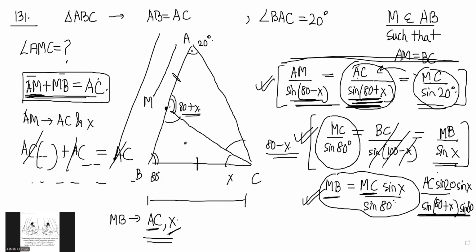And you have a trigonometric equation with just one variable x, and it is possible to solve it. It might take a little bit of time, but it is possible. But that is not the best way to do it. The best way to do it would be to use pure geometry. And for that, we will do a trick.